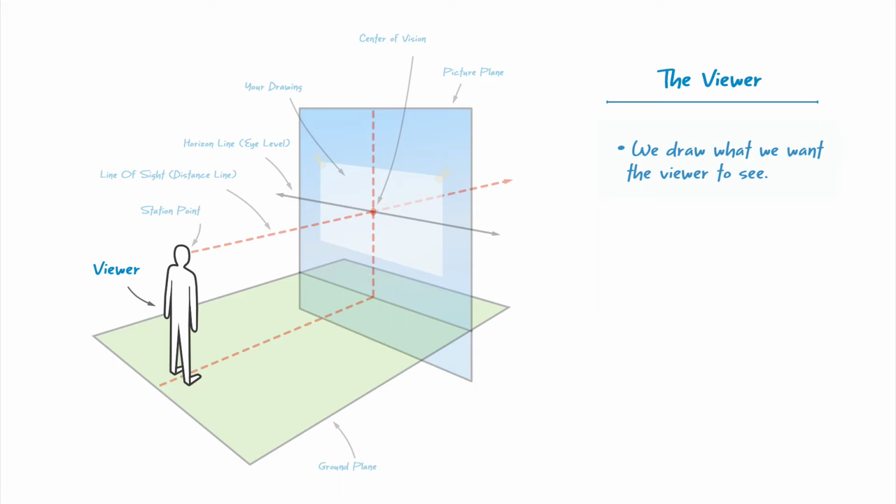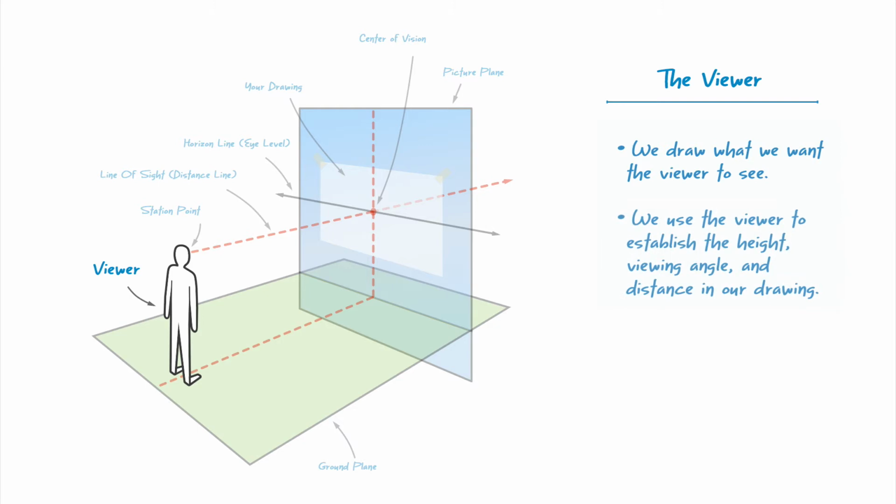To do this, we imagine a viewer looking at a scene, our scene, the imagery that makes up our drawing. Our viewer helps us set up the three things we talked about in the previous tutorial: height, viewing angle, and distance.